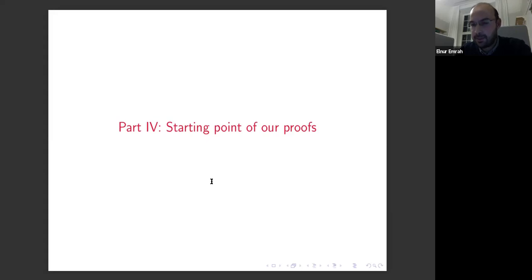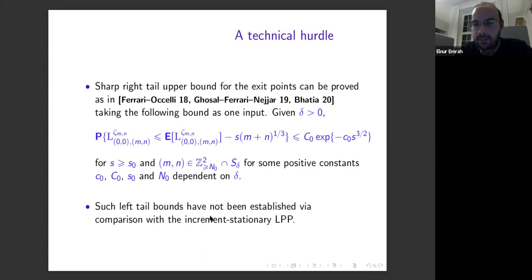Okay, so with this, I've concluded the discussion of the results, and I will just briefly say a few things about the technical aspects. Now, as I said before, the sharp right tail upper bounds for the exit points that we obtain here can be proved as in these references using this left tail bound as one input.